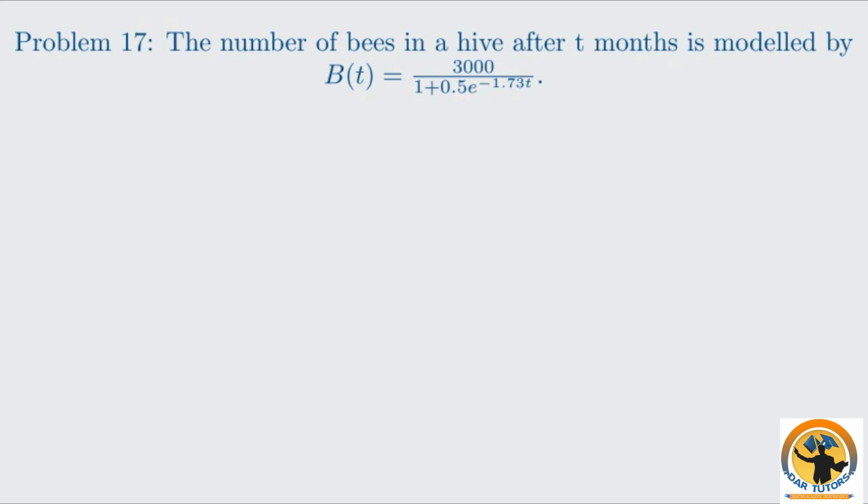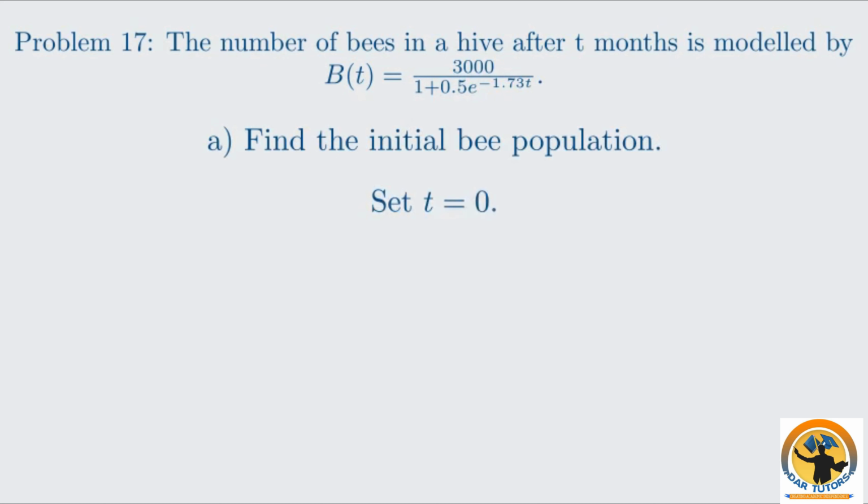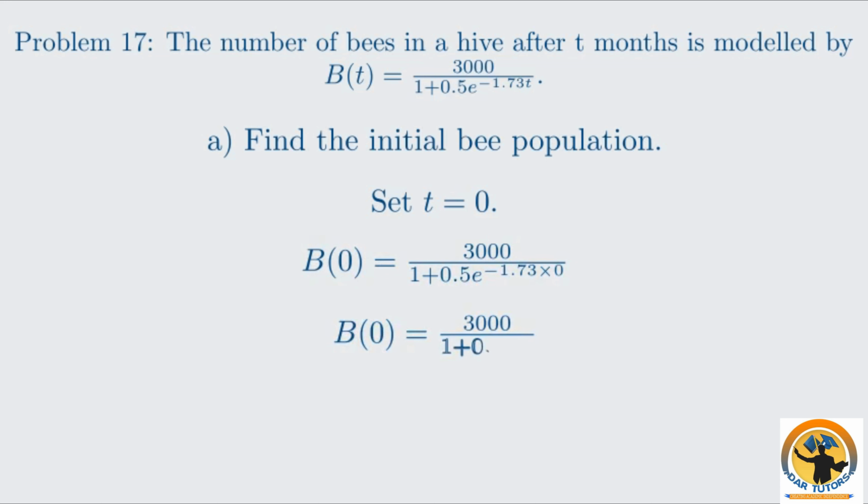Our first task is to find the initial bee population. This means we need to find the value of b when t, the time in months, is 0. So we substitute t = 0 into our function. This gives us b(0) = 3,000 divided by 1 + 0.5 e^0. Remember that any non-zero number raised to the power of 0 is 1. So e^0 is 1. Our expression simplifies to 3,000 divided by 1 + 0.5 times 1. This is 3,000 divided by 1.5, which equals 2,000. Therefore, the initial bee population is 2,000.